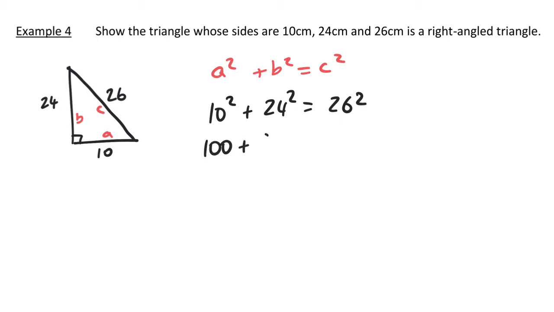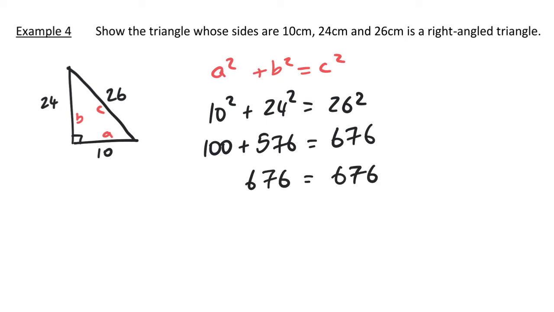That's 100 plus 576. And 26 squared is 676. So what we have is that 676 equals 676. And because that's true, that means that this triangle is a right angle triangle.